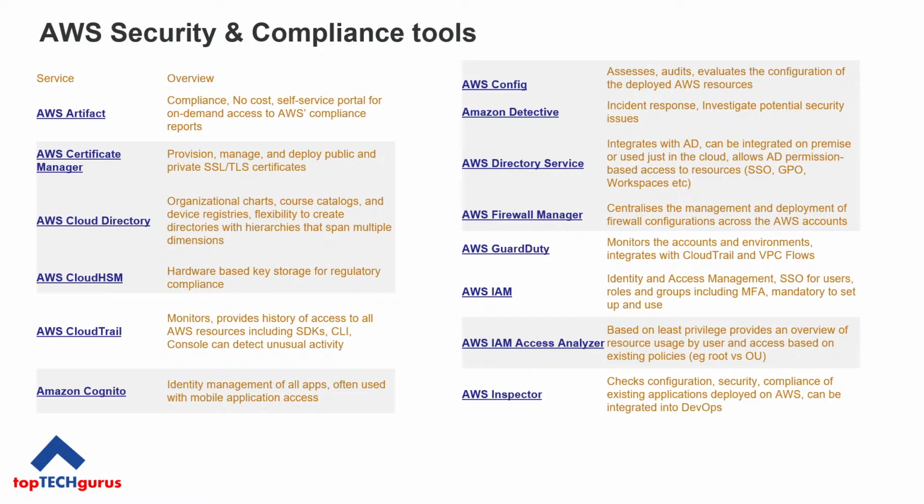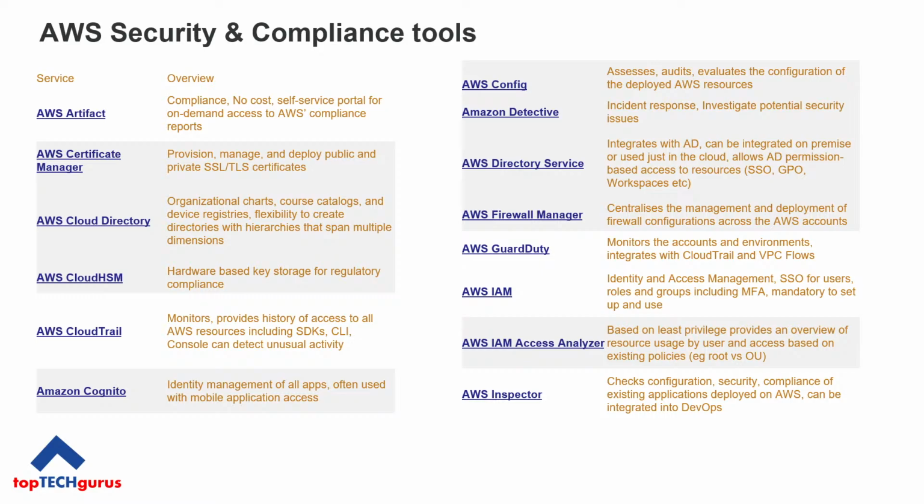We spoke about AWS Config. Amazon Detective is for incident response. For any potential issues, we can go in and check what happened, what the things were that happened for a potential security issue. So we can go back and check that, and we can also check if there are any potential security issues.